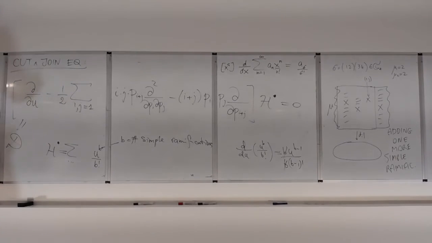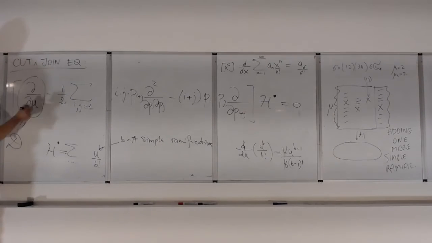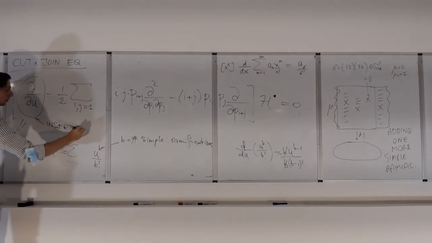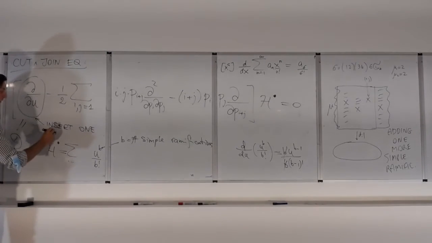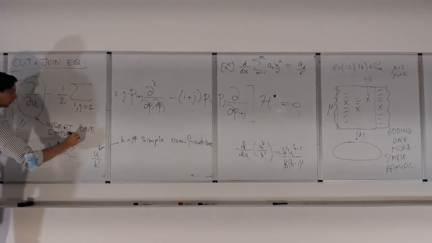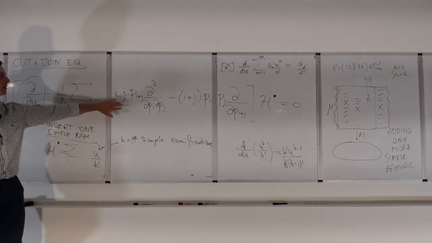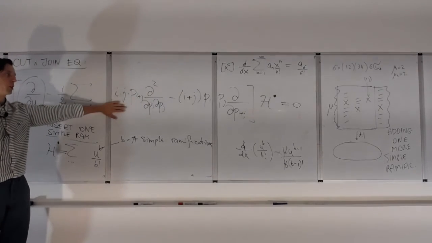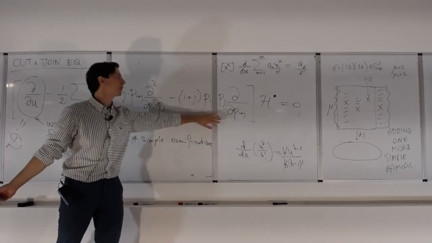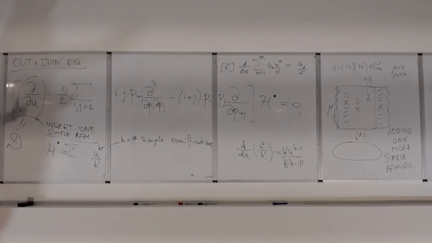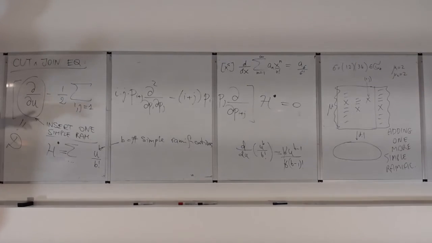Good. So this piece over here is insert one simple verification. And this piece over here, you may join 2 cycles, and this piece you may cut 2 cycles. That's the opposite. Of course, I was going to get it wrong. It's the opposite.